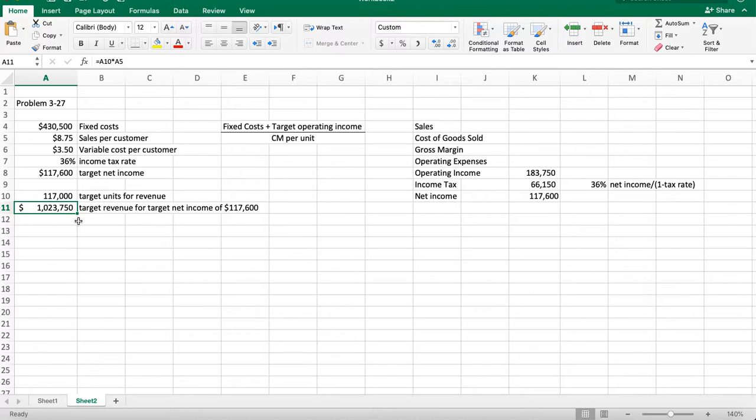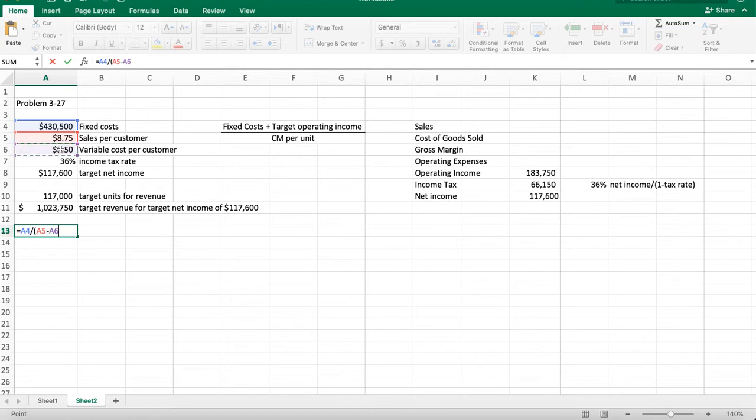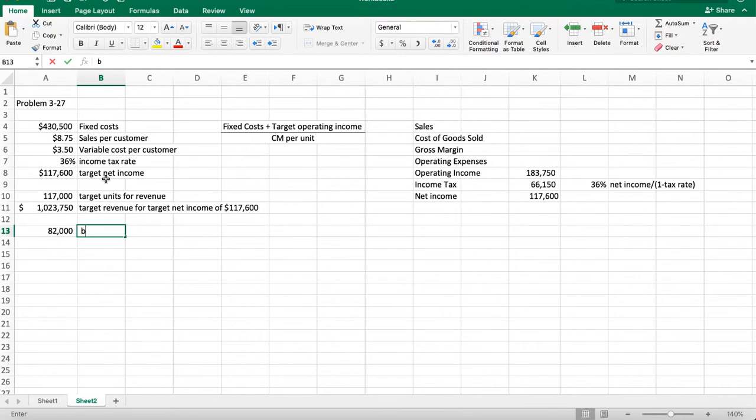And then it asks how many customers are needed to break even. Now we're looking at break even. So how many customers to break even? And remember, that's our fixed cost divided by our contribution margin per unit. So, and again, it's units. Remember that. That's our break even units.